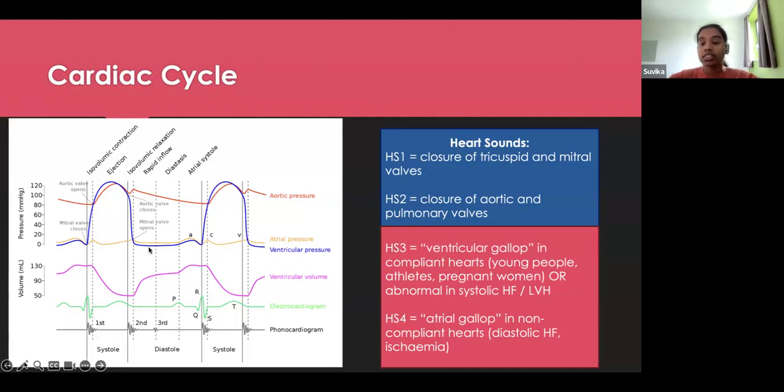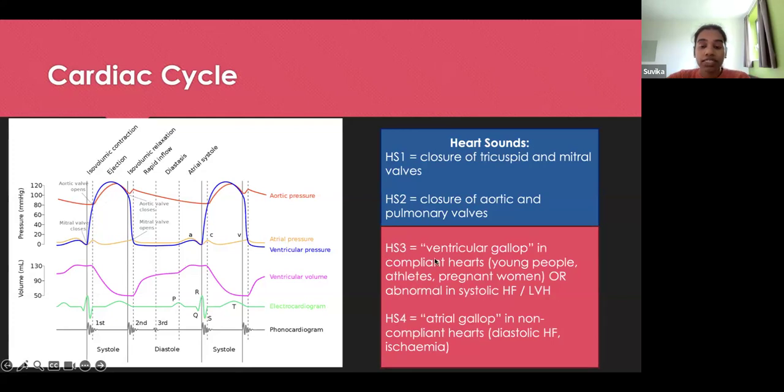Okay, as long as you understand those basic components of the cardiac cycle, you should be able to work out what each of these valves are doing, what the chambers are doing, and how it corresponds to the heart sounds. In your syllabus, you also have the mention of heart sound 3 and heart sound 4.